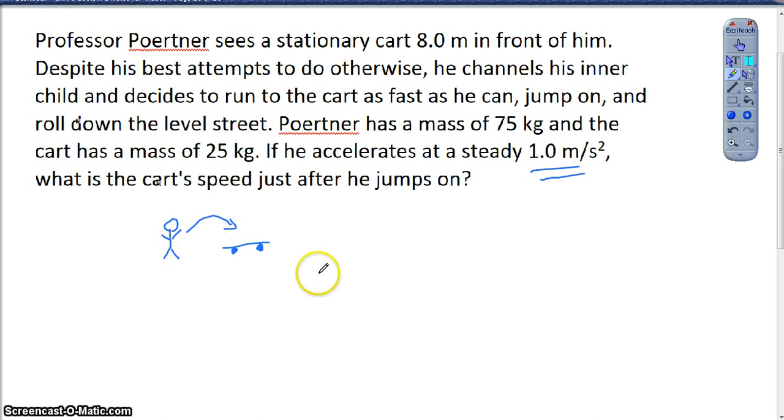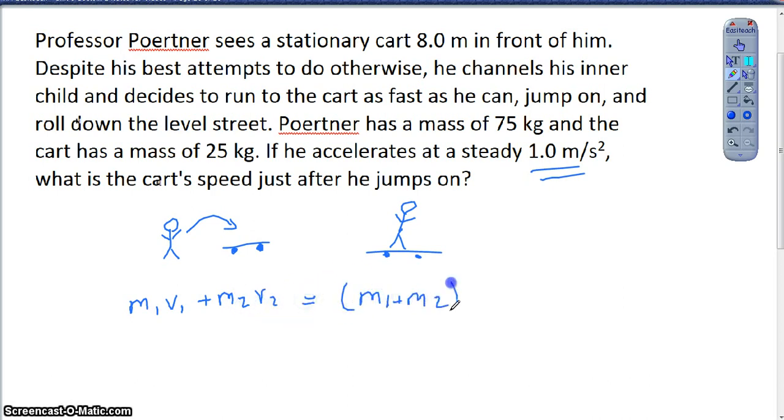But anyway, he jumps onto the cart, and because he jumps onto the cart, we are assuming that he and the cart move together, and the cart also somehow got bigger after he jumped on it, and they're now rolling together. Because we're conserving momentum, my momentum equation would look something like this: his mass times his velocity plus the mass of the cart times its velocity equals their two masses together, right? But they're now moving at a common final velocity.